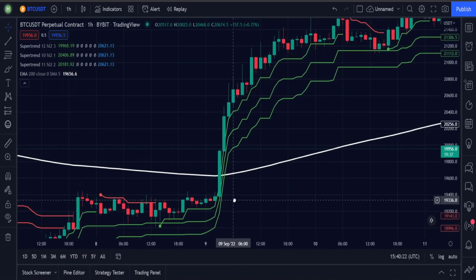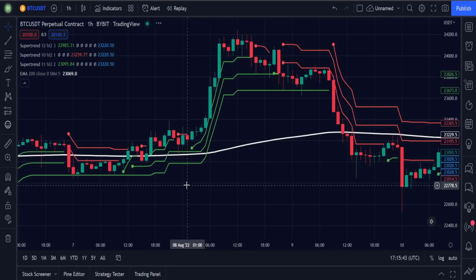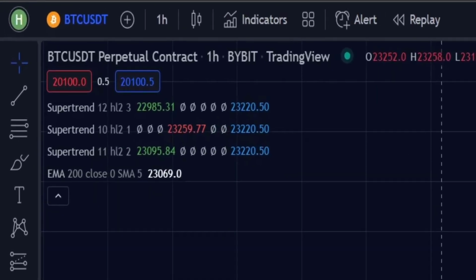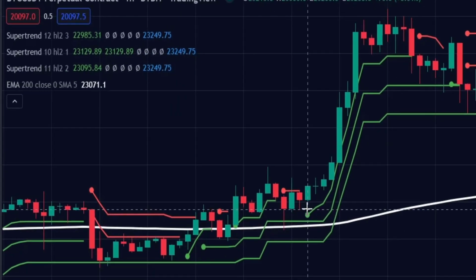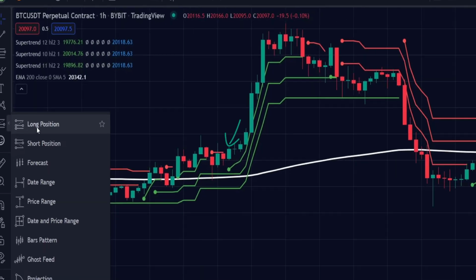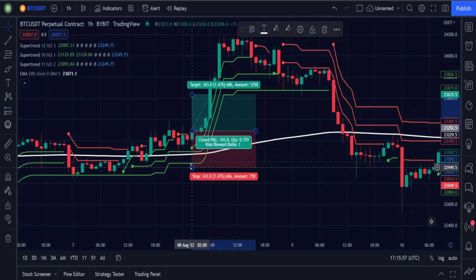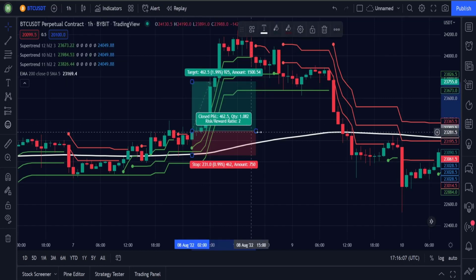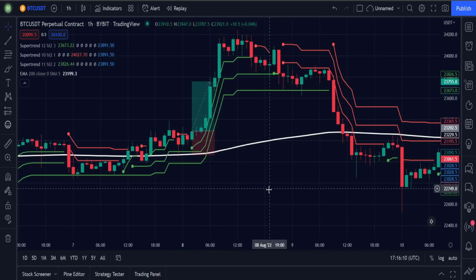Now we're going to take a look at an example for a long trade. Here you can see the price action is above the 200 EMA, and here, if you see, all 3 values are green at this candle. So here we'll enter the trade at the close of this candle, and for stop loss, I would recommend to keep it at the recent swing low. I like to put 1 to 1.5 or 1 to 2 risk to reward ratio. And you see here we've had a profitable trade.